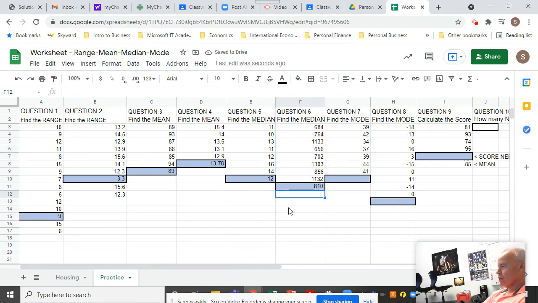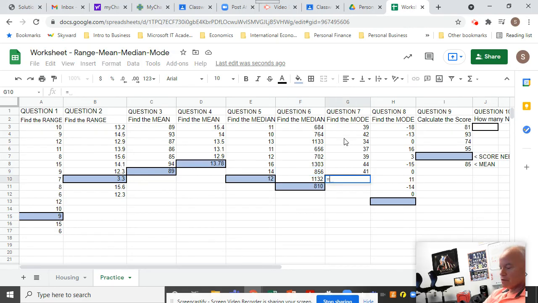Okay, that's the midpoint. You're asking, well, there's not 810 up there. Well, I have 8 numbers. It looks like the 2 in the middle are 856 and 764. Average those 2 out and come up with 810. That's how Google Sheets calculated that median.